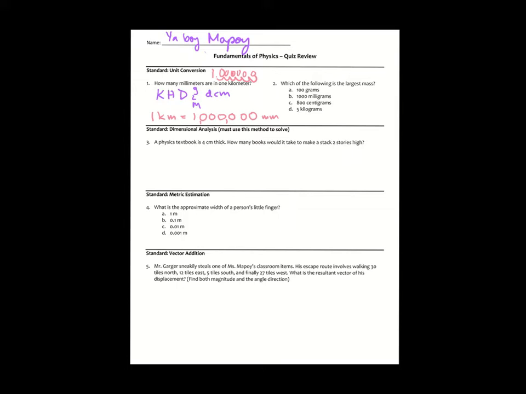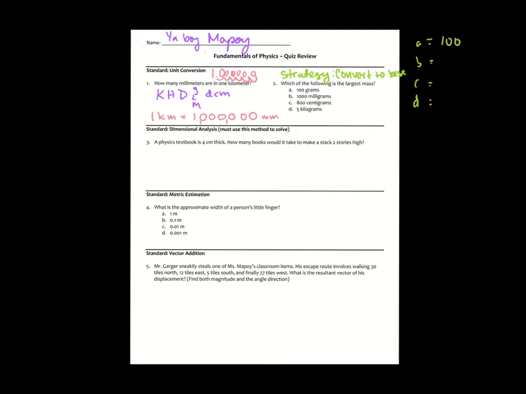Number 2. Which of the following is the largest mass? And I'm going to tell you my strategy for this type of question. Strategy is to convert to the base number or base unit. We're going to take each of these answer choices, A, B, C, and D, and convert them to our base of grams.